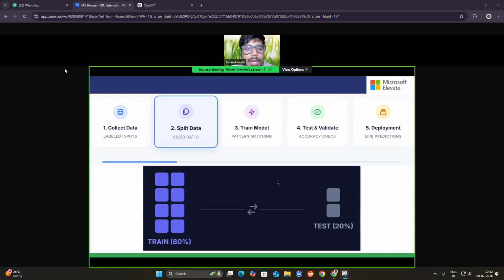The question is, right now you can see we are splitting the data 80-20, right? Do you think any more split is required? If yes, what is it, and why do we do that? First of all, what is that split and why do we do that? It's optional or compulsory, it doesn't matter, but why do we do that?